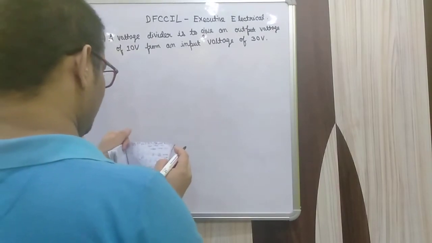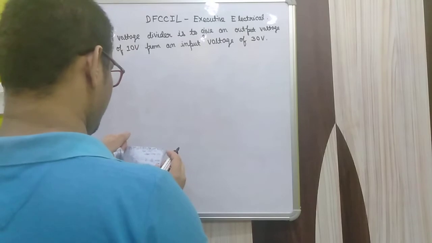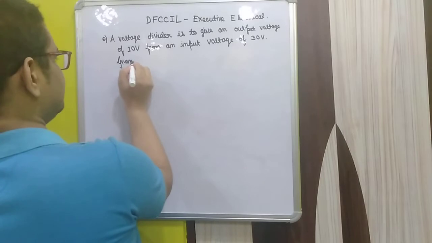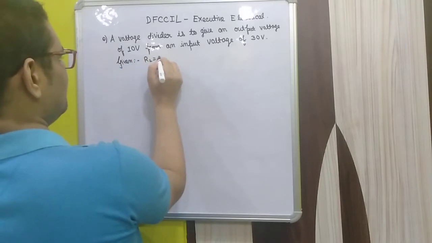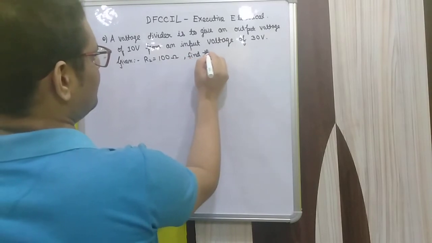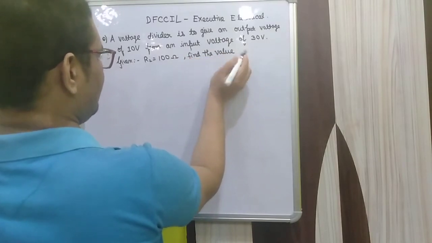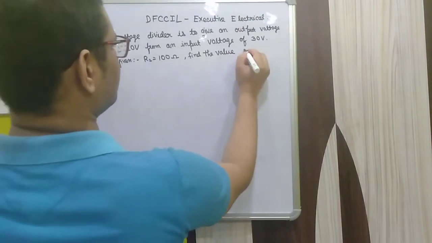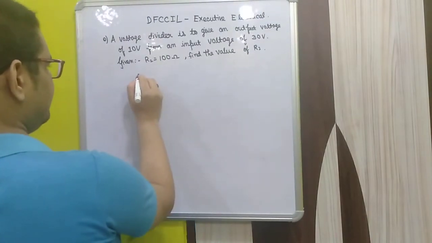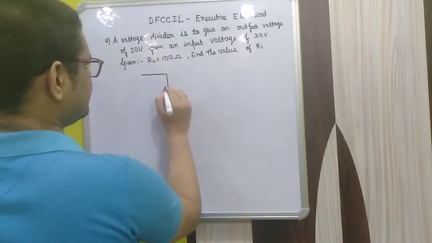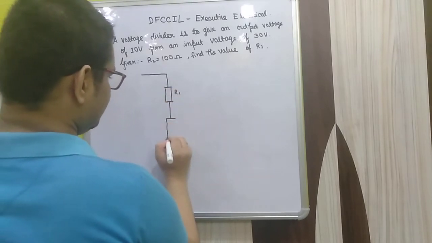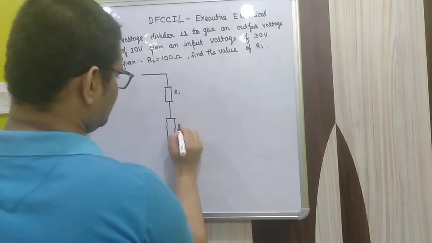So we have to calculate. Given value R2 is 100 ohm. Find the value of R1. So the given values are already given in the question: R2 is equal to 100 ohm, and we have to find the value of R1. Here the circuit diagram is given. Here is the resistance we have to calculate, this R1, and here is the other resistance, that is R2.